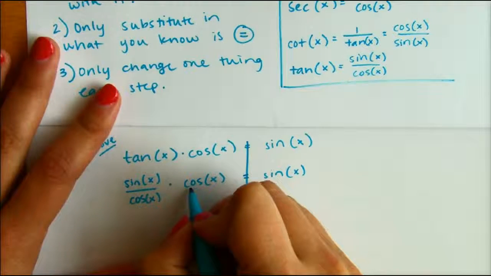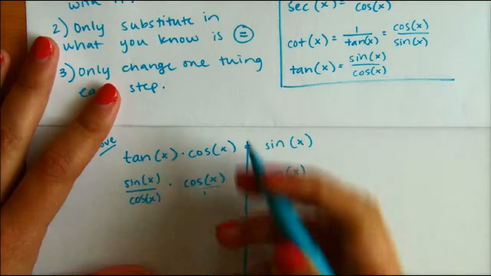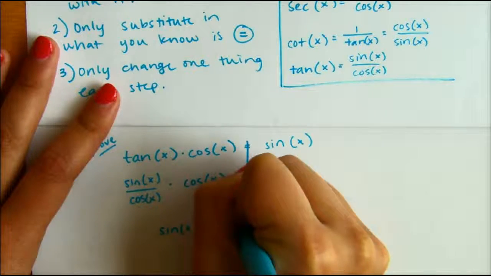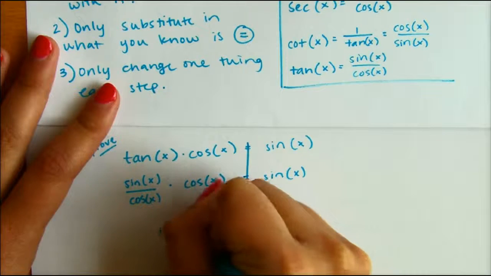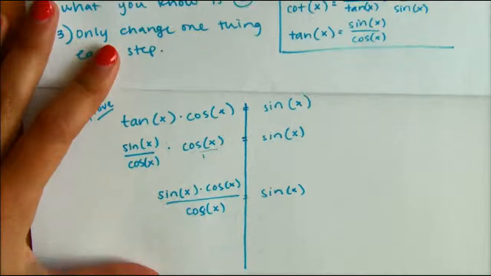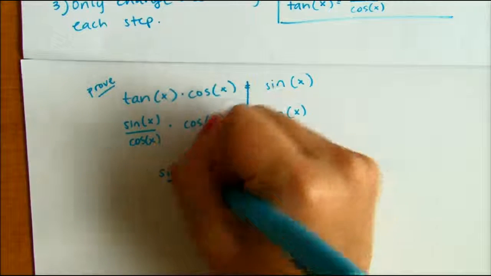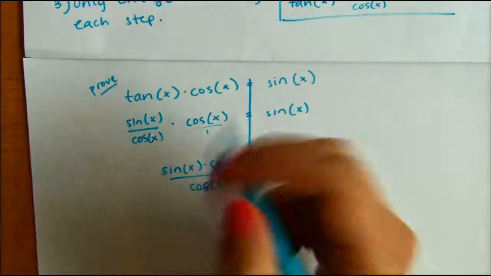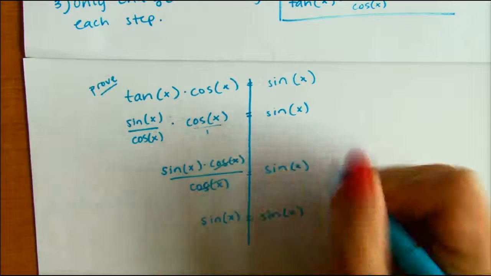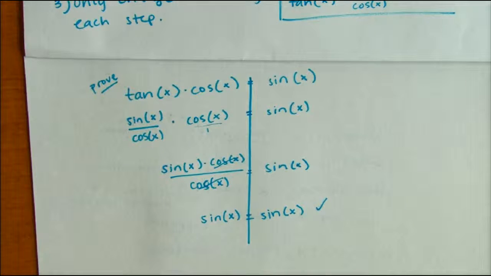From here, I could put this kind of over 1. If I were to multiply straight across, I would see that I've got sine of x times cosine of x divided by cosine of x, and that's equal to sine of x. Okay, last step. If I look at what would cancel, my cosine of x's end up canceling out. I'm just left with sine of x is equal to sine of x. Once you get 2 pieces that are equivalent to one another, you know that you're done. That's going to be your final answer to your proof.